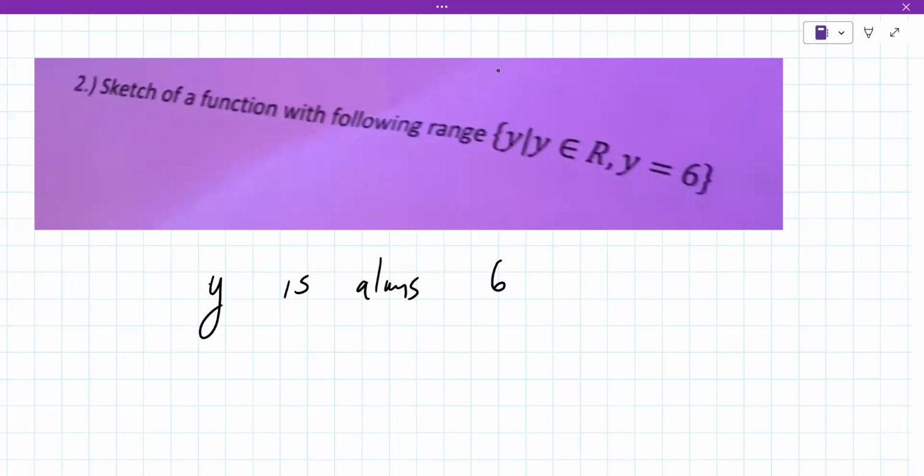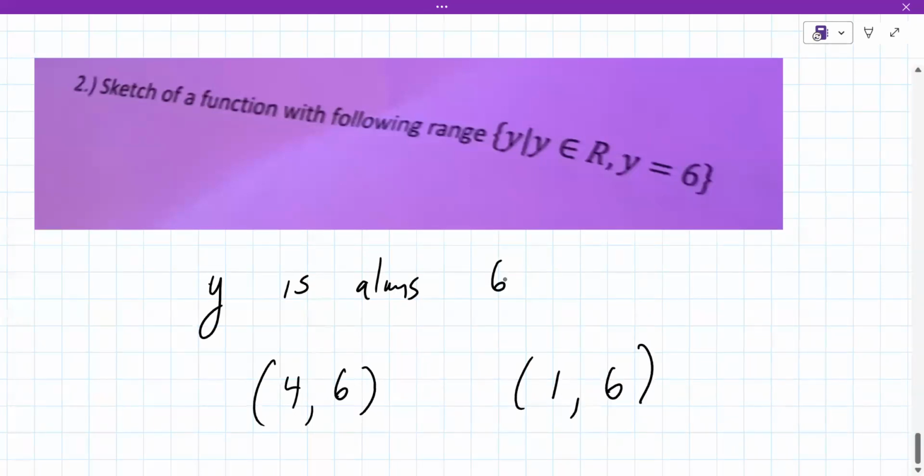So here's what you're going to do. You're going to give me your favorite x value. I don't know, 6. Pick a different number besides 6. 4. What is y? Y is always 6. Now I'm going to pick my favorite x value, which is 1, because I'm really creative. And the y value is always 6.